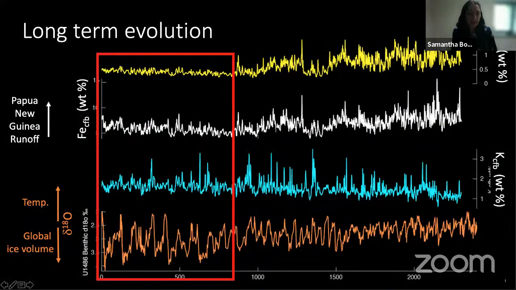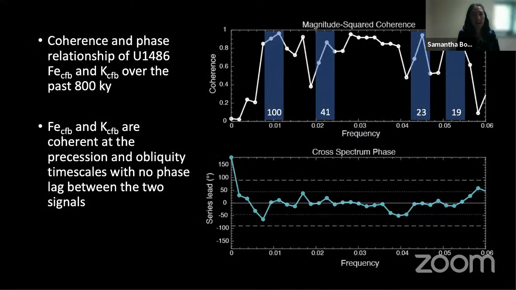We'll come back to that a bit later, but for now we'll look at the late Pleistocene period, where we don't need to worry about this potential complication of changes in the source material being eroded off of Papua New Guinea. Over this time interval, regardless of which element you look at, they are all showing basically the same thing in terms of their variability at orbital timescales. Just to demonstrate this, this is the coherence between iron and potassium over the last 800,000 years, as well as their phase.